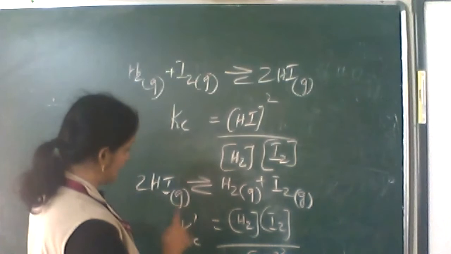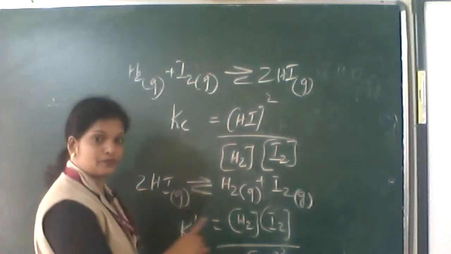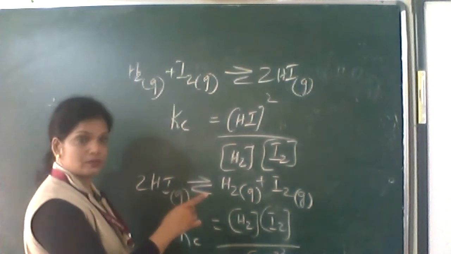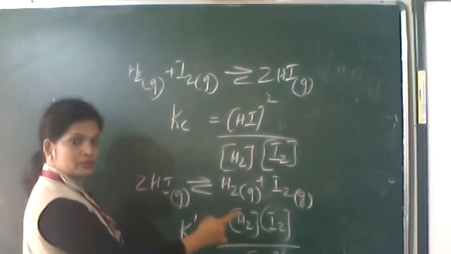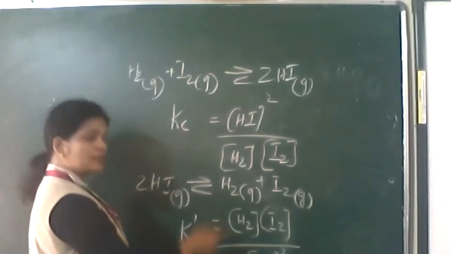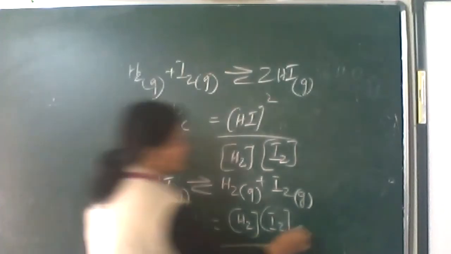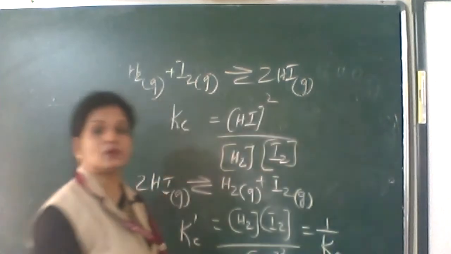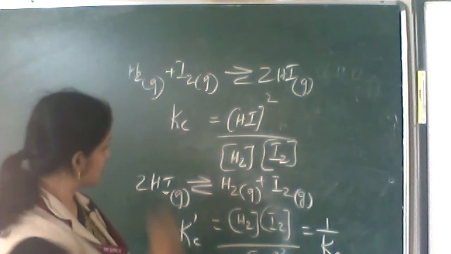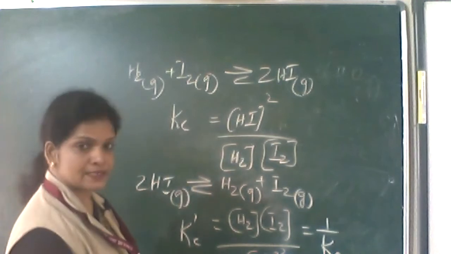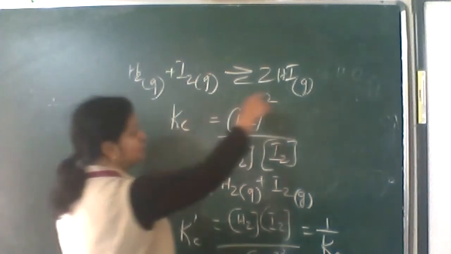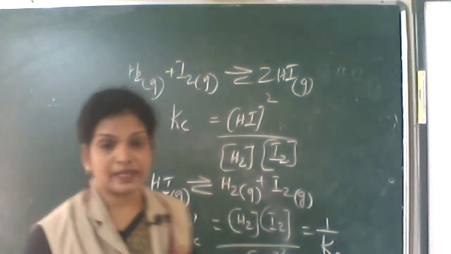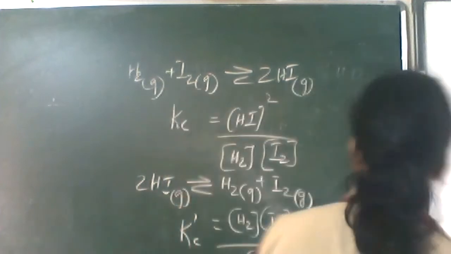So K dash C, the equilibrium constant for the reverse reaction, that means decomposition. This is combination, this is decomposition. So the equilibrium constant for the reverse reaction is 1 by Kc. K dash C is equal to 1 by Kc. See, Kc is that much, and this is K dash C. So for combination, if this is Kc, for decomposition it will be just the inverse of that, that is 1 by Kc.